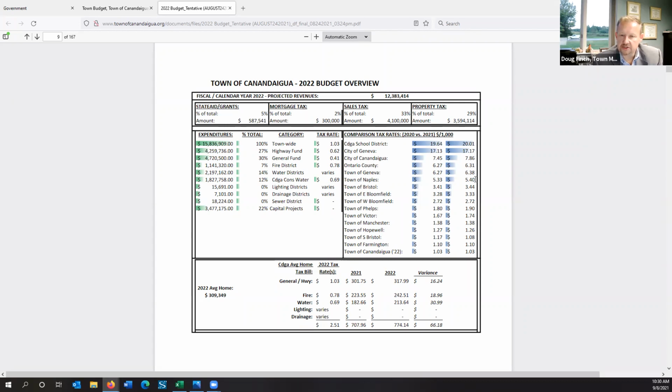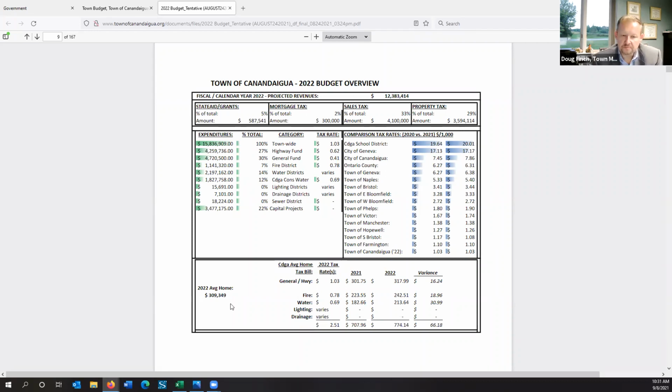You can see the town of Geneva, Naples, Bristol, East Bloomfield, West Bloomfield, Phelps, Victor at $1.74, Manchester, on down the line till you get all the way down here to the bottom. The town of Canandaigua, and this is a good thing being at the bottom of this list. The town tax rate being $1.03 per $1,000 of assessed value. So you can see it was the same in 2020, 2021, and is again proposed the same for 2022.